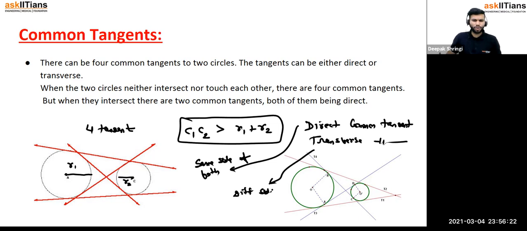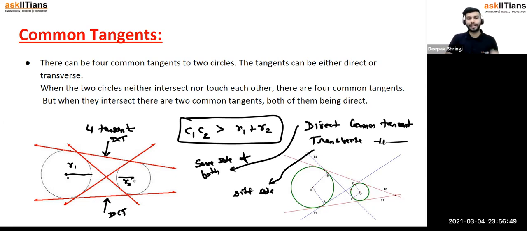Now you must be wondering, sir, what do you mean by that? Look at this line over here, right? Can I say this line, the one which I have just marked, is above both the circles? In fact, if I talk about this line, can I say this is below the two circles? These two are basically the direct common tangent. This one is DCT, and it's also DCT, direct common tangent.